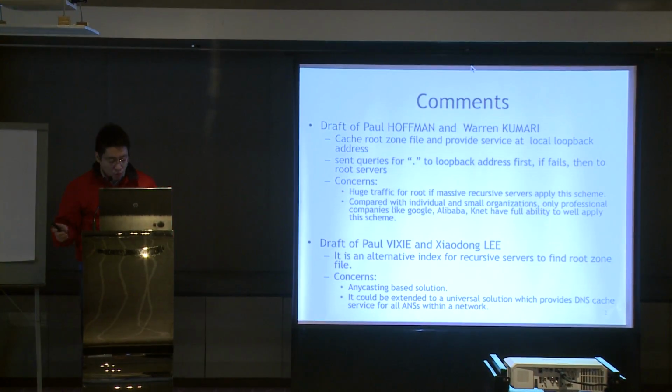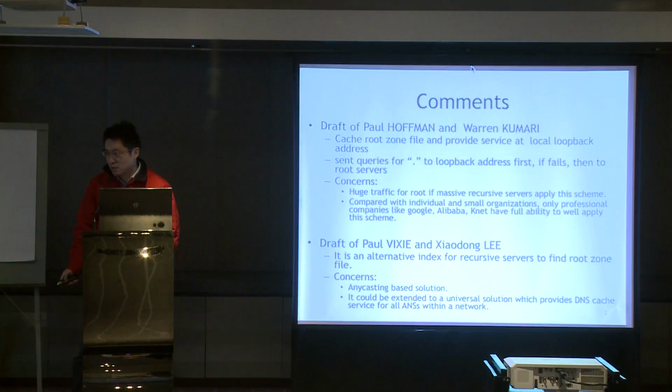Yeah, it reminds me of the importance of the recursive server, and it tells me that the recursive server could do a lot more than just being a simple cache-only server, and the authoritative service could be delivered to the local community in some more efficient way. But my concern is that if massive recursive servers all apply this draft, maybe huge traffic will be created for the root. And I think only some professional companies like Google, Alibaba, or CNNIC can have the full ability to apply the scheme well, not all the millions of recursive servers.